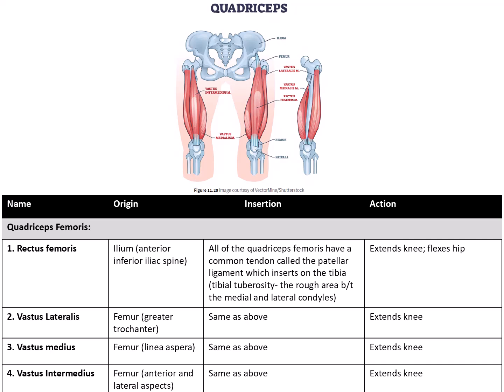When this muscle contracts, it also extends the leg. The last muscle of this group is vastus intermedius, which is located deep to the rectus femoris. It originates from the anterior and lateral aspects of the femur and inserts on the tibial tuberosity via the patellar ligament. When this muscle contracts, it also extends the leg.